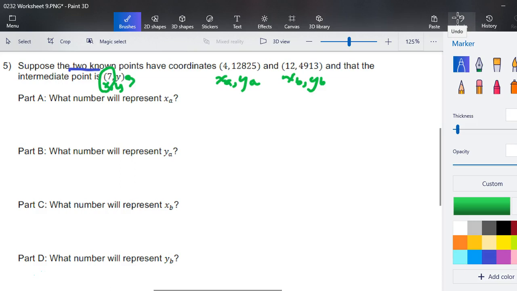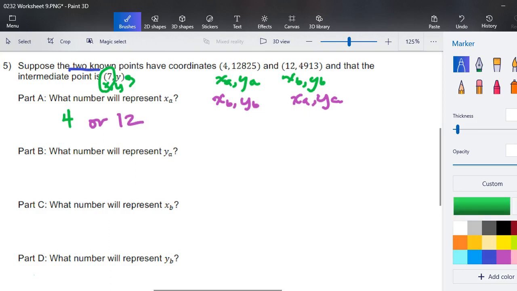So, part A, what number will represent x sub a? Well, the way I have it labeled, it would be 4. But if you chose to label them like this, then your x sub a would be represented by 12.